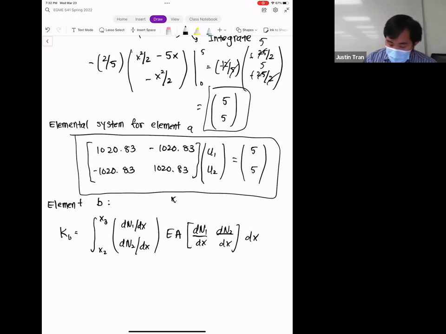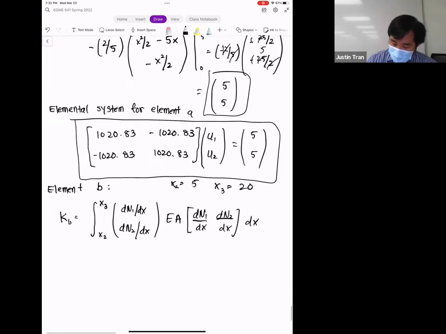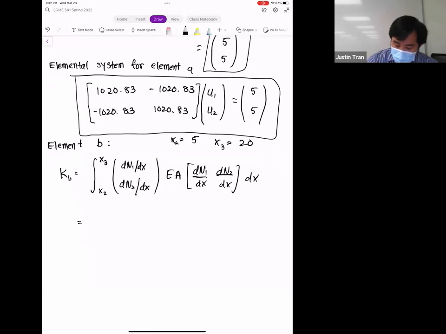All right, so x2 is 5. It's a cursed 5. Okay, x2 is 5, x3 is 20. And so let's go ahead and plug that in. We have 5 and 20. I'll give you a shorthand notation of dN1/dx.